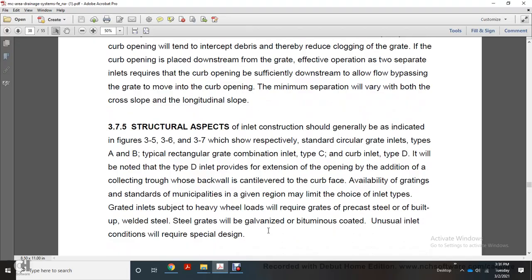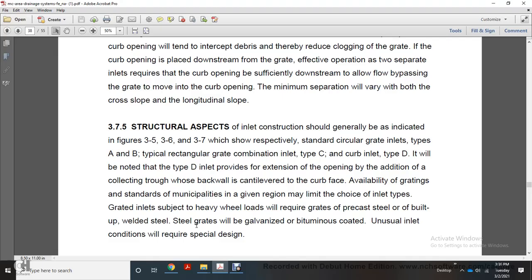Structural aspects of the inlet construction are generally indicated in Figures 3.5, 3.6 and 3.7, which show respectively the standard graded circular grate, inlet types A and B with the triangular and rectangular grate, a combination inlet with type C, and the curved inlet type D. It will be noted that type D provides an extension of the opening, given by the addition of collecting wings with the back wall and a cantilever with a curved face.